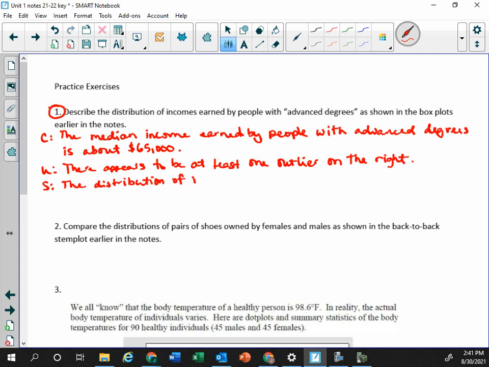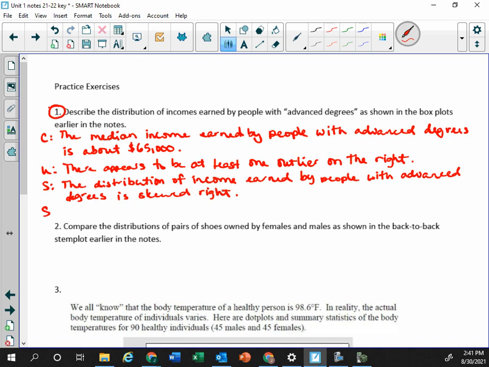of income earned by people with advanced degrees is skewed right. Okay, and even though it's a vertical box and whisker plot, everybody's okay with skewed right? Get that? Okay. All right.